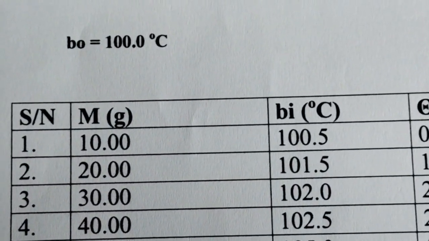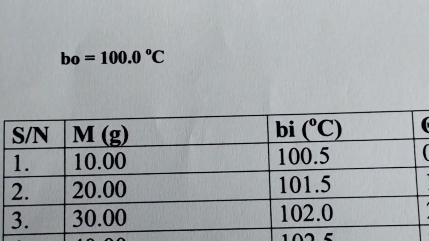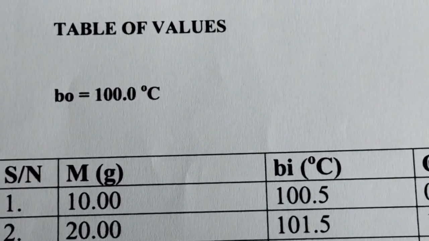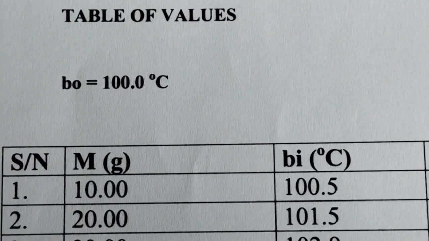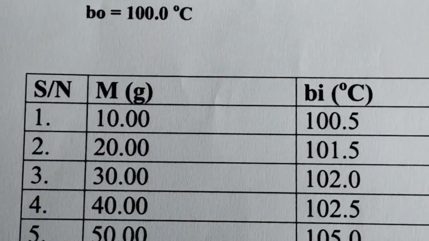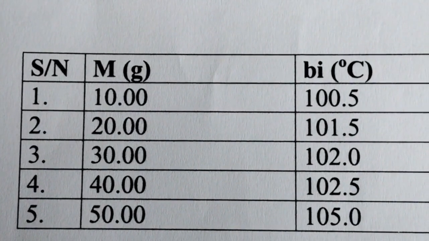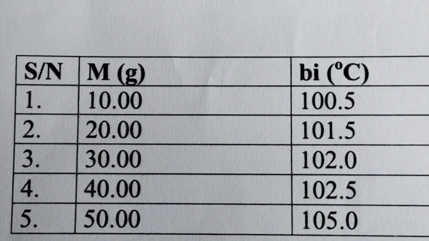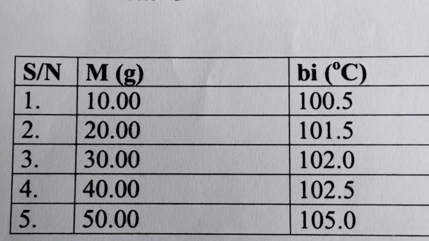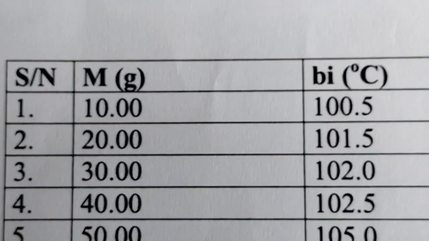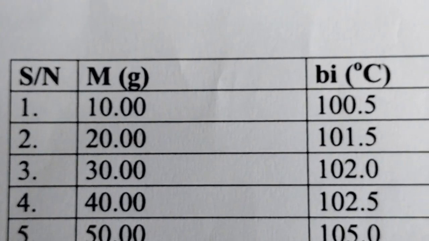So we can see our processed result. The boiling point of water, 100 degrees Celsius. The experimental table has the serial numbers 1, 2, 3, 4, 5. So move to experiment 1.